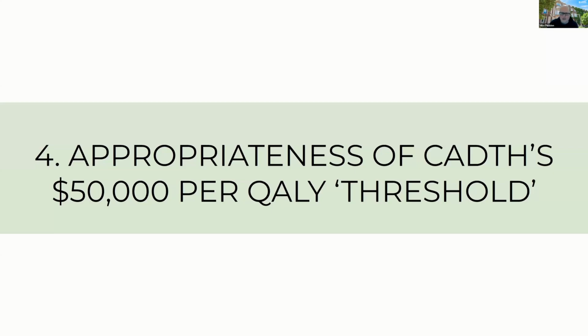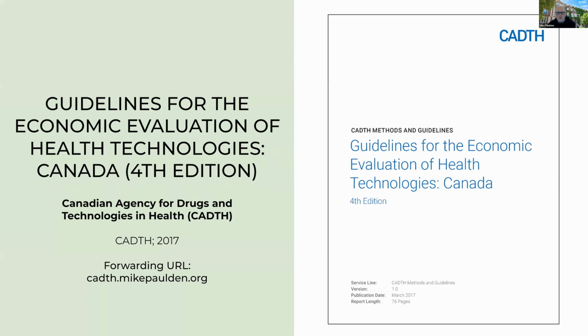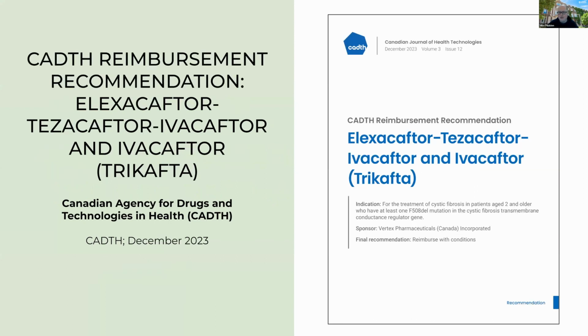Let's now talk about CADTH's $50,000 informal cost effectiveness threshold. And the reason I say it's informal is if you read CADTH's guidelines for economic evaluation, you will not see any mention within these guidelines of that $50,000 threshold. There is no section talking about the threshold, talking about where that $50,000 comes from. And yet, if you look at any of CADTH's reimbursement recommendations, you will see this threshold there.